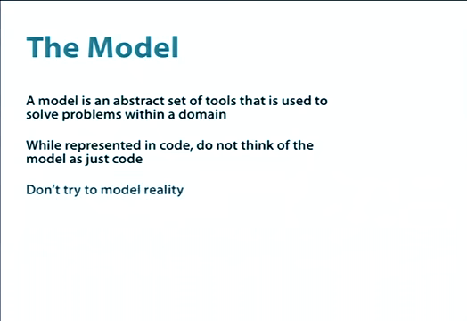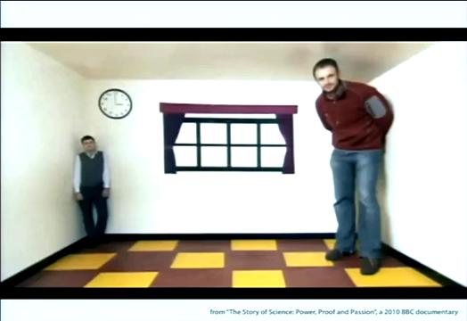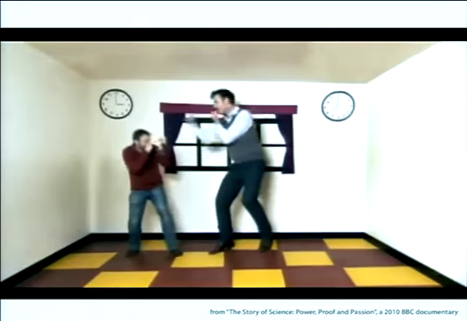A key point with domain-driven design is to not try to model reality. That's not the goal here. We're trying to create and develop abstract tools that we can use to solve domain problems. So I want to show you an interesting video here of an illusion called the Ames Room. If you can take a look at this video.